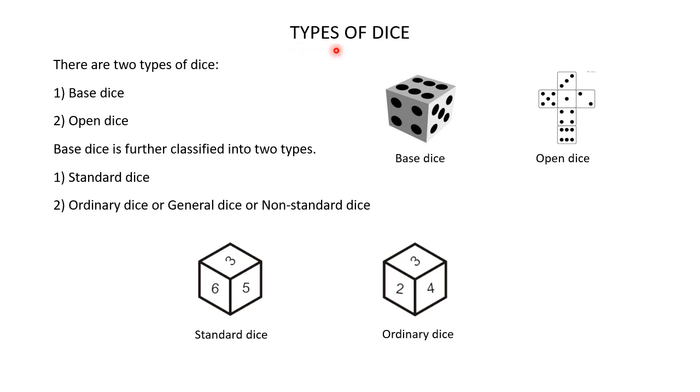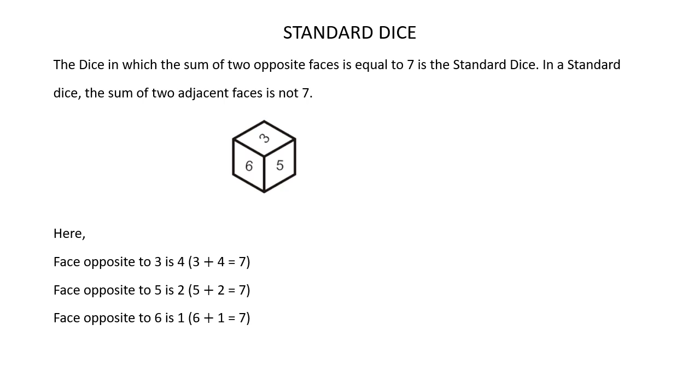Let's now learn about the different types of dice. There are 2 types of dice, base dice and open dice. Now base dice is further classified into 2 types, the standard dice and the ordinary dice. Ordinary dice is also known as general dice or non-standard dice. Let's now learn more about the standard dice, the ordinary dice and the open dice.